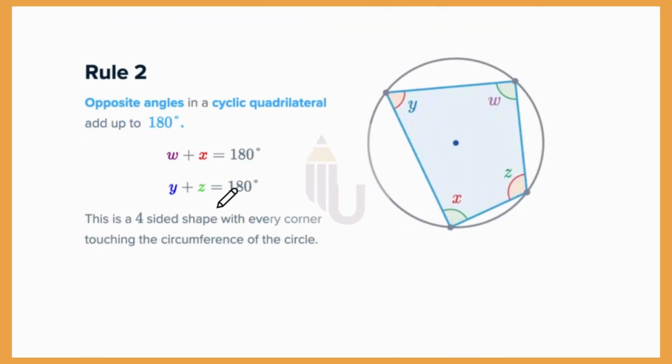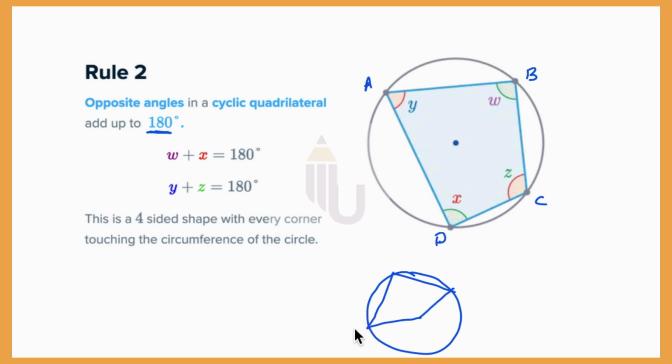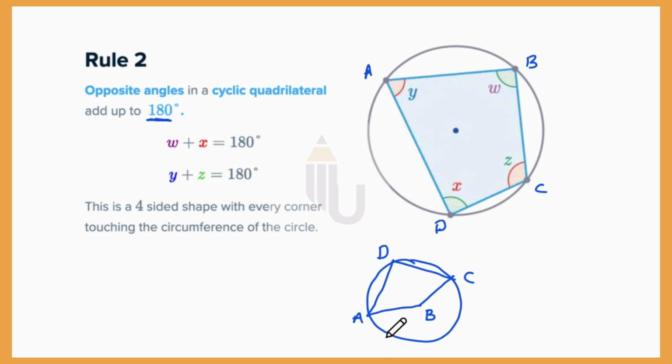Next is: opposite angles of a cyclic quadrilateral are supplementary, that is, they add up to 180. Now for a cyclic quadrilateral, the only thing you must know is all four vertices should lie on the periphery of a circle. If it is somewhat like this, then it is not a cyclic quadrilateral. This is a very common mistake. So just remember that the one which I have drawn is not a cyclic quadrilateral.